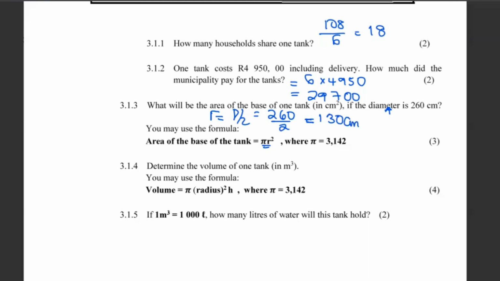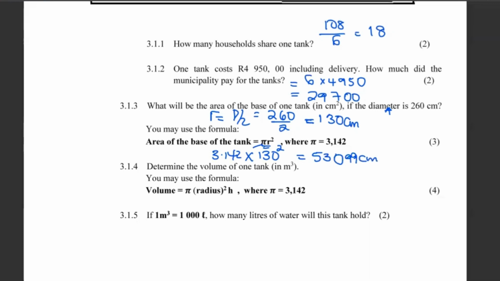So you come now, this is your radius. Come and substitute in the formula. Pi, it's 3,142 times the radius, which is 130. But don't forget it has to be squared. So the area is 53,099 centimeters squared. That is the area of the base of the tank.